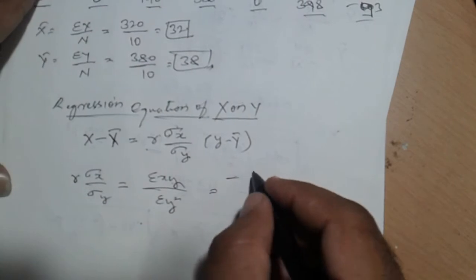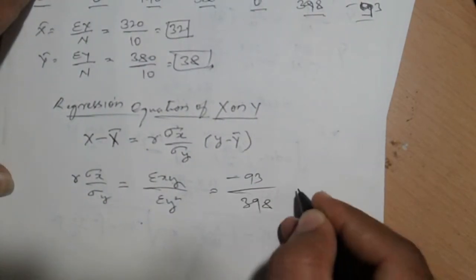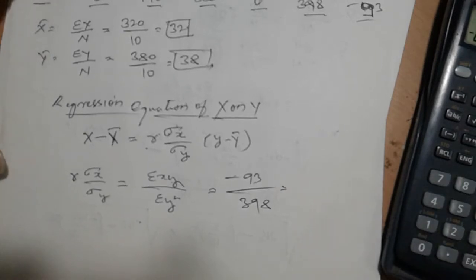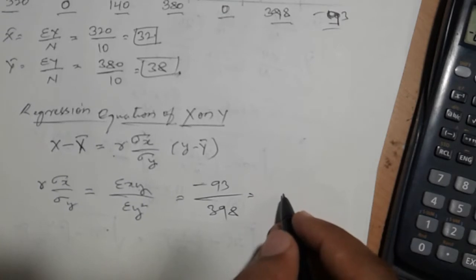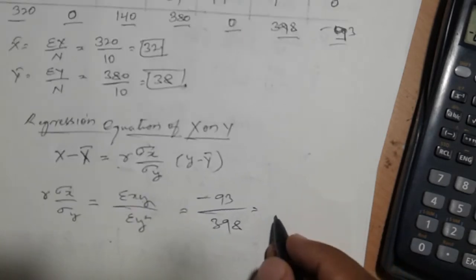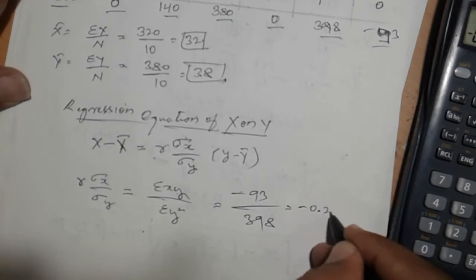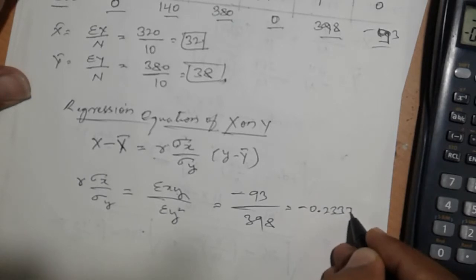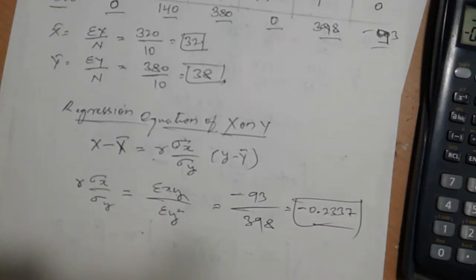Minus 93 divided by 398. What is the value? Minus 0.2337. Now start the equation.